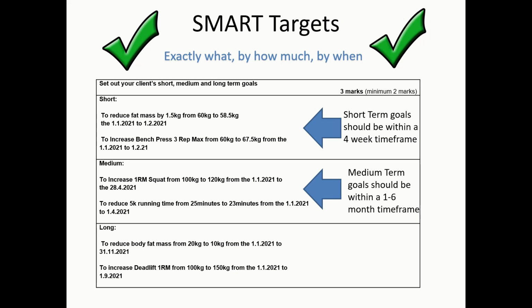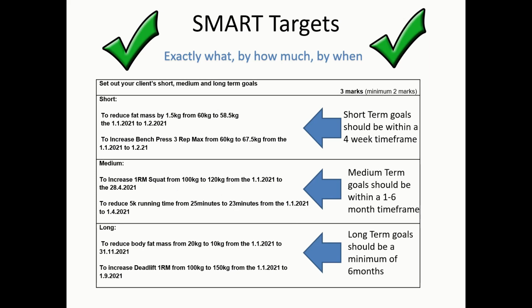So the second one here, we've got to reduce 5k running time from 25 minutes to 23 minutes from the 1st of the 1st 2021 to the 1st of the 4th 2021. So 5k running time at the moment is 25 minutes, and what we want to do is reduce that. So again, we've said exactly what we want to do. We've said by how much, so we want a reduction in running time over that 5k distance by 2 minutes. And then we're going to do this from the 1st of the 1st 2021, and hopefully have achieved it before the start of April. So we've got a 3-month time frame in which to complete that.